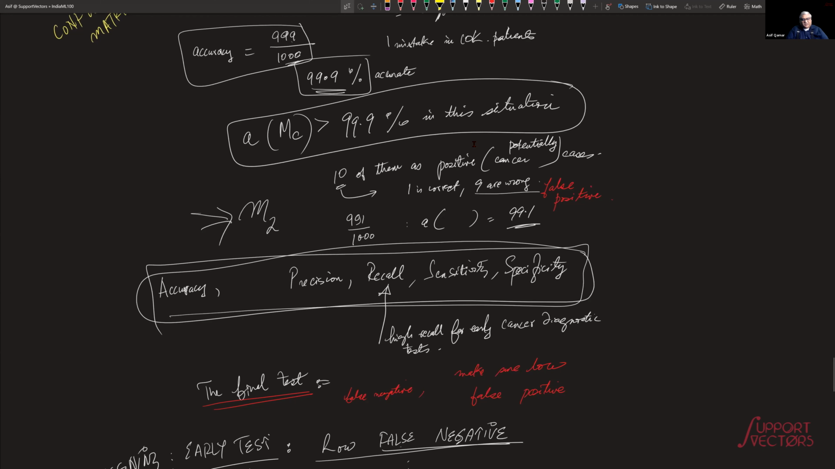A false negative means the person had cancer and you missed it. You said they're okay, and that can be catastrophic, isn't it? The person will go home happily, come back 1 year later, and by that time the cancer would have spread.